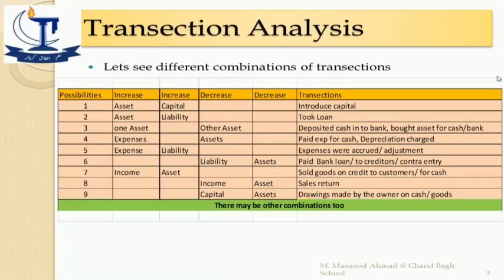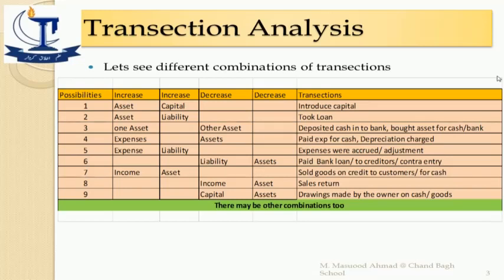So the fifth example, we can say, is when expenses are accrued or there is an adjustment. As I told you a few minutes back, you put the workers on work till the end of the month, but you haven't paid them yet. So for that particular month your expense is incurred; you have received services but you haven't paid. One aspect of this transaction is that your expense will increase in your books, and at the same time your liabilities also increase.